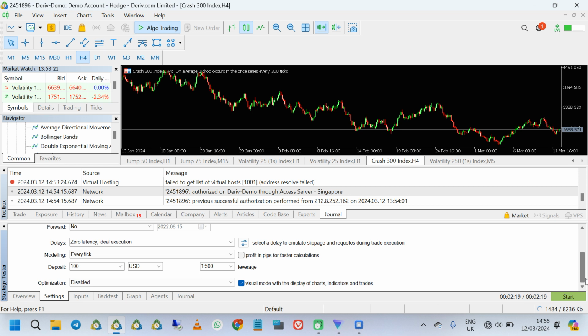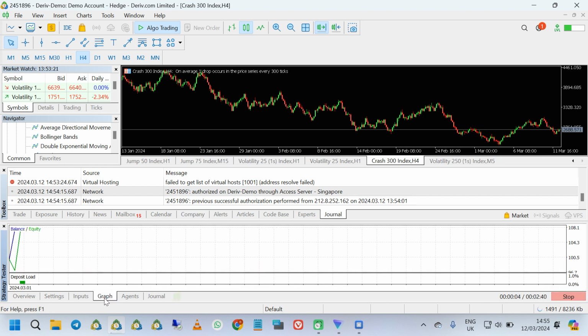The leverage is 1 to 1,000 on the right. So if you put it as 1 to 500, it will work. So let's run it and let's see what it does. Now it's running. Let's go to the graph. This is the equity, $100 that actually started. Let's see what it will actually do.